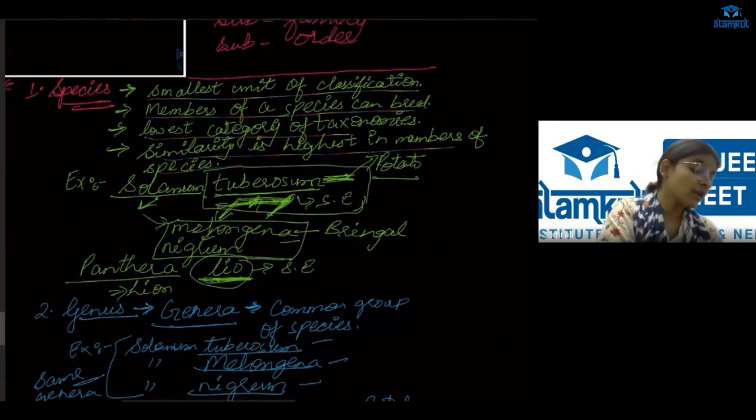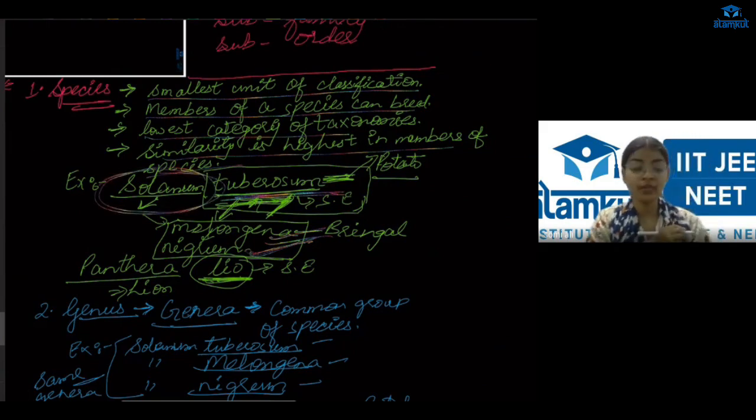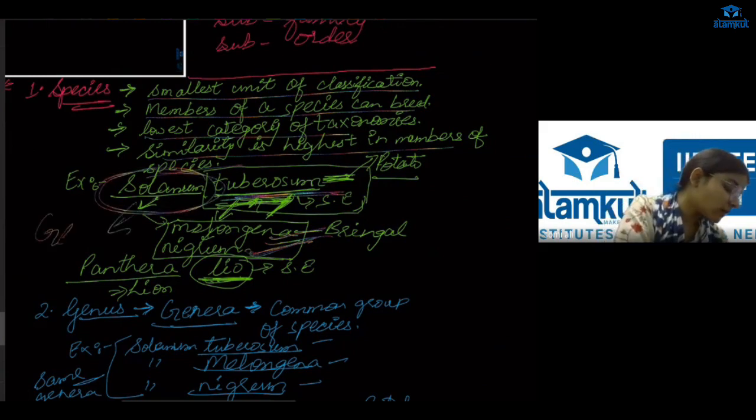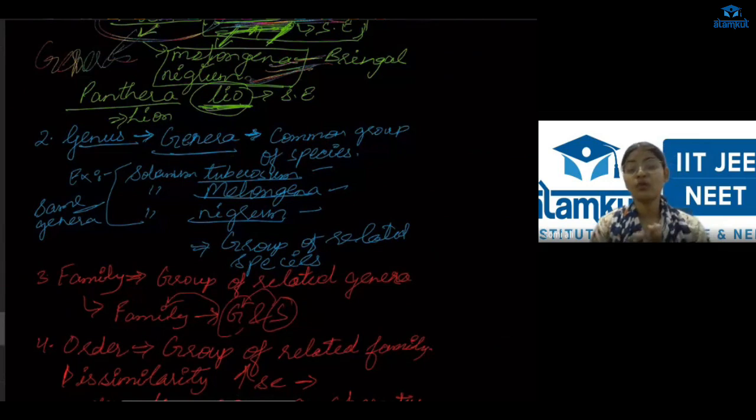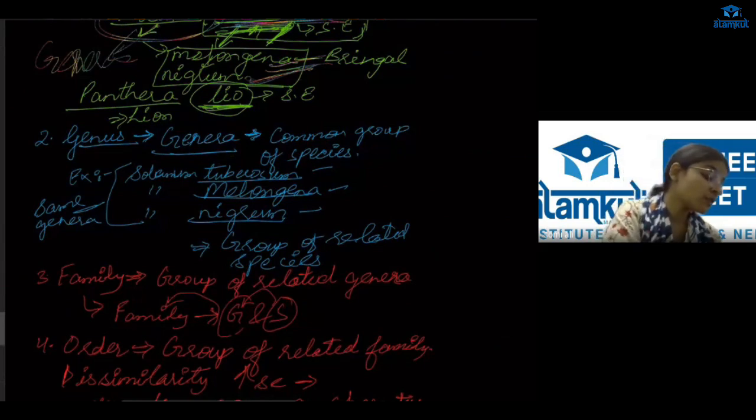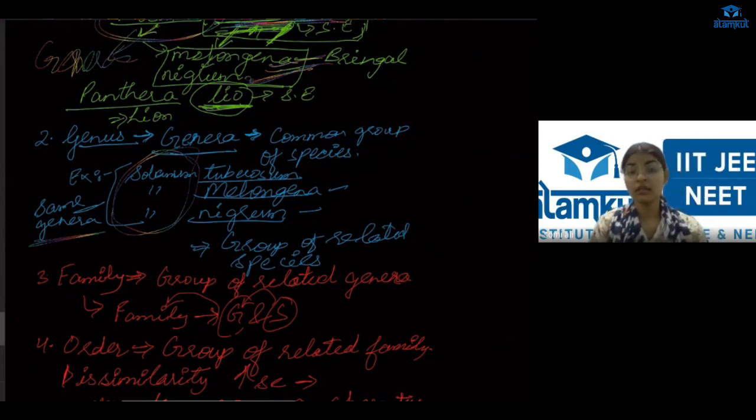Now see, similarity, for example, it is written Solanum tuberosum. Tuberosum is what? It is potato. But Solanum melongena also and Solanum nigrum also. See, these species are coming under the same genus Solanum. Okay, so they are closely related. Then genus. Genus is a common group of species. Example: Solanum tuberosum, Solanum melongena, Solanum nigrum. I already explained this. Solanum is the common genus, same genus, but they are different species. Tuberosum is potato, melongena is brinjal, and nigrum is another kind of plant.